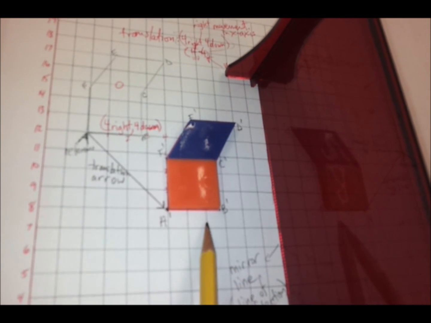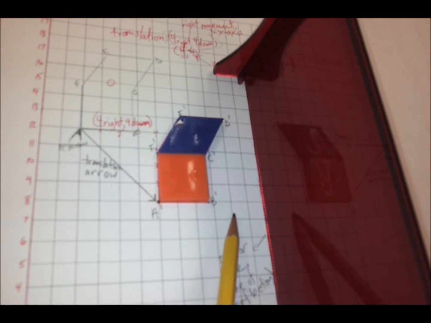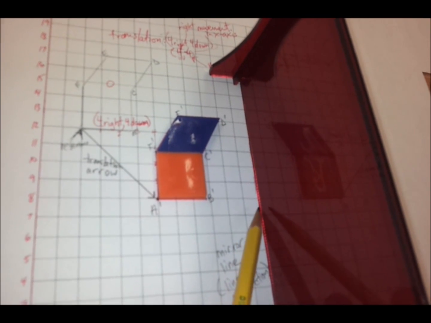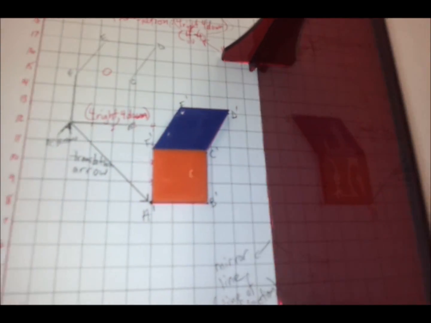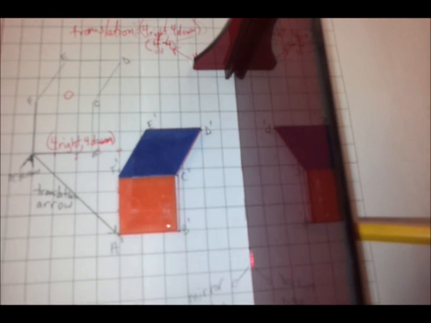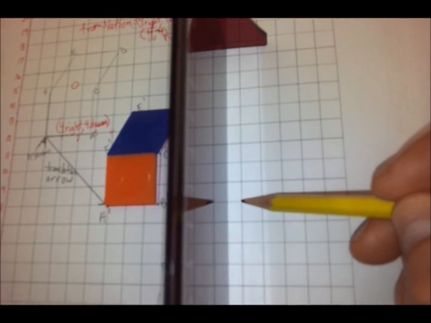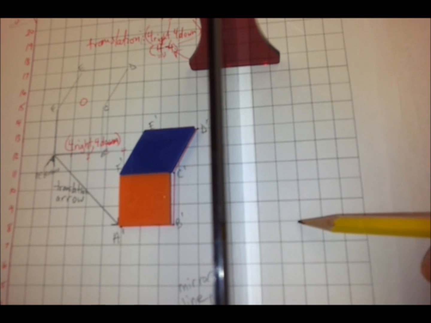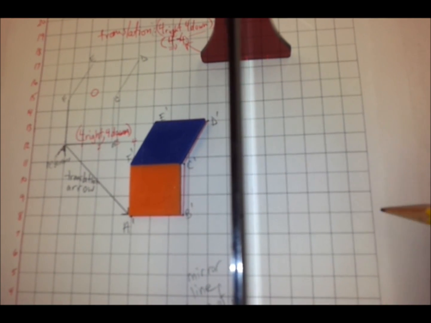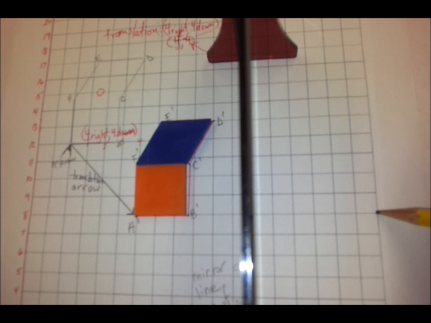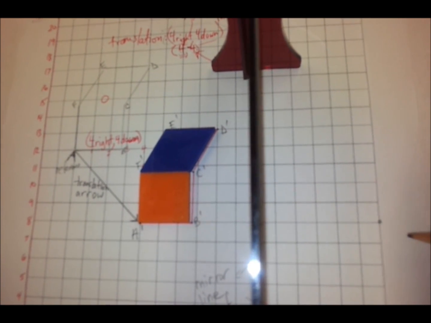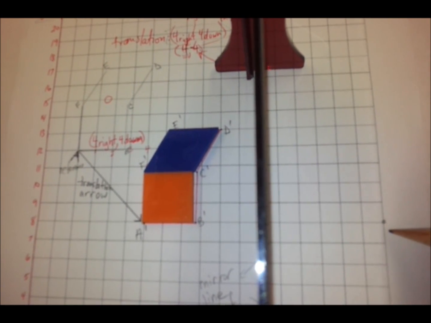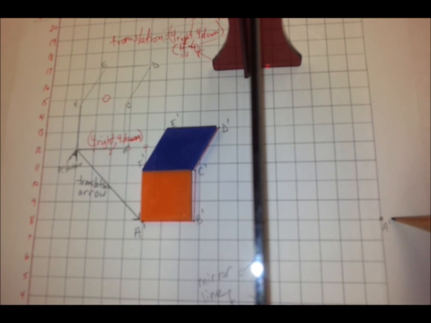It's 1, 2, 3, 4, 5, 6 spaces away. That means if we follow the same line here, and we count, well, that's 1, 2, 3, 4, 5, 6 spaces. So this should be what? Well, it should be A double prime.